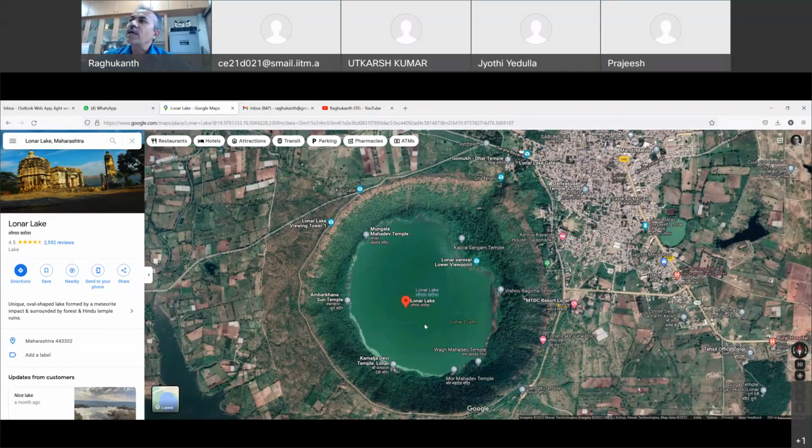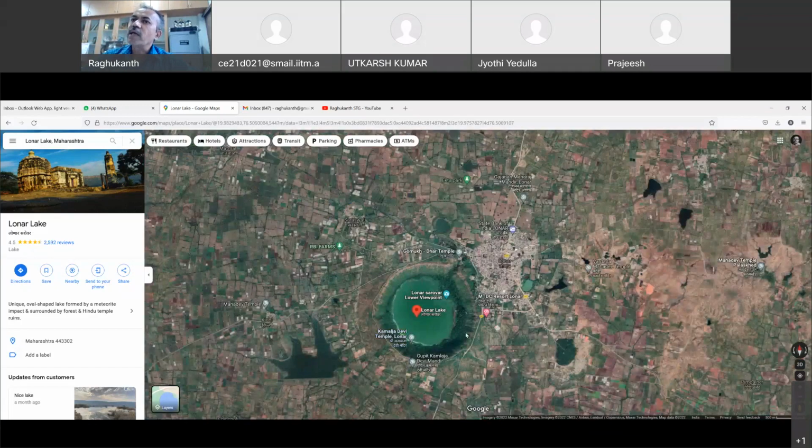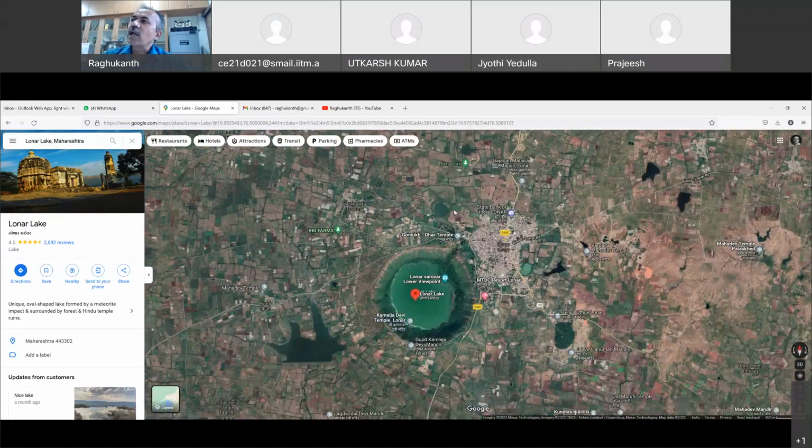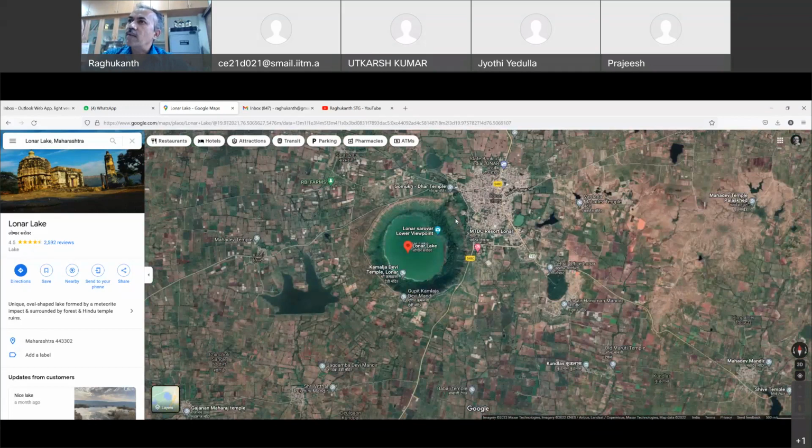And now the understanding is that it was a hypervelocity impact. I think the velocity of impact was around 16 or 17 kilometers per second. A very high impact happened around 50,000 years or maybe 1 million years ago, and this lake was created here. And as I already told you, this lake is extremely famous, and it is used to train.